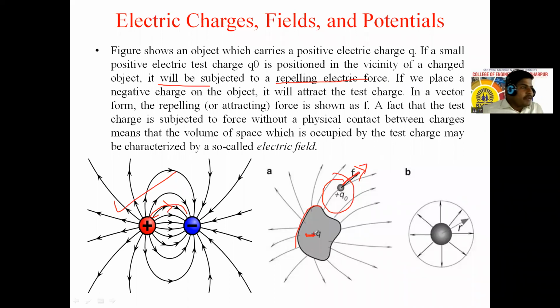So that means in between that space or in between that volume there is some force present, and this force is due to the electric field present around that test charge, right? Electric field will be present around that test charge. Whether we are able to see that electric field, whether we see that magnetic field, there should be something present.